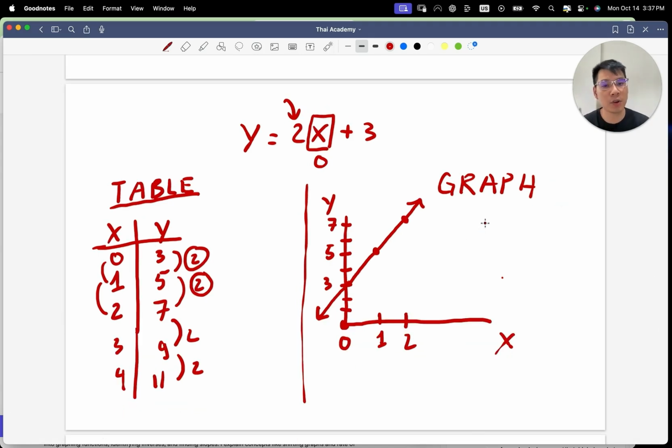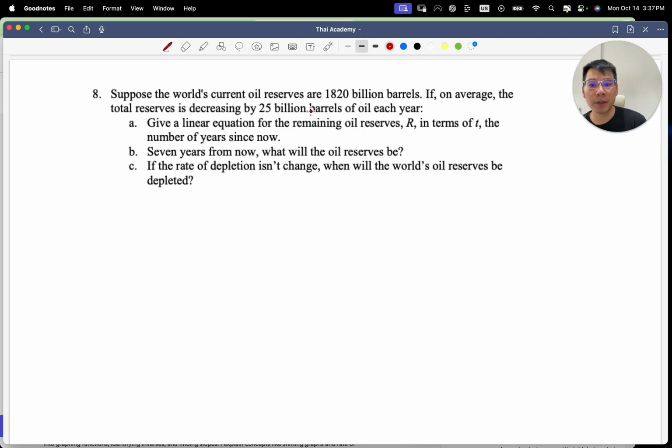Now let's go into the example. Suppose the world's current oil reserves are 1820 billion barrels. If on average the total reserve is decreasing by 25 million barrels of oil each year, then you're going to get the linear equation for the remaining oil, R, in terms of t, the number of years since now.